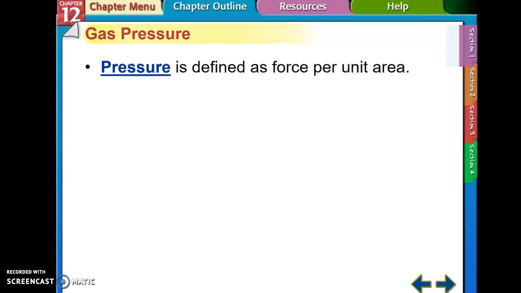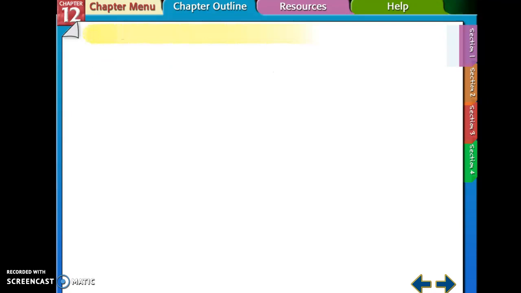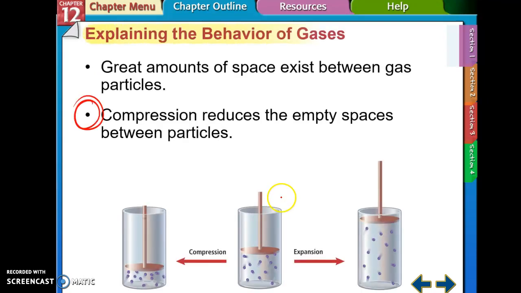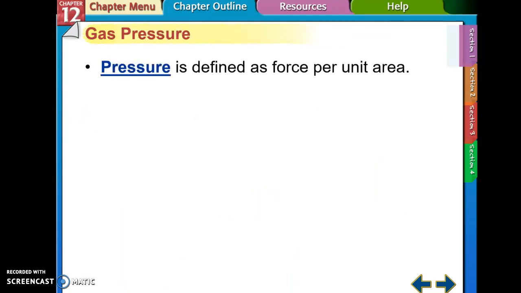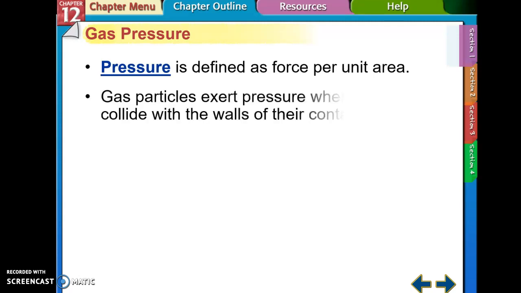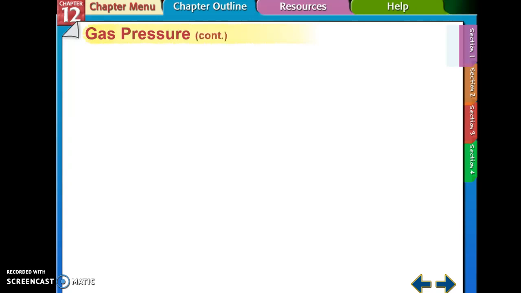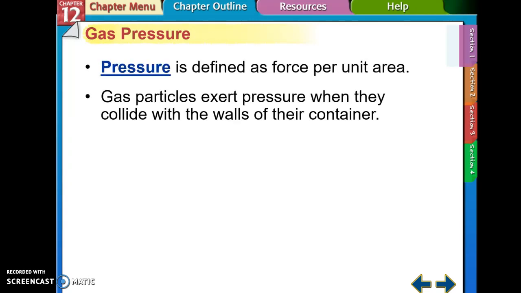So when we're talking about compressing a gas, if you go back to this visual right here, if this is where I'm starting, if I compress that gas and move towards the left, I am going to make the space between the particles much smaller. That's going to increase the pressure. There's more force per unit area because the area has gone down. So gas particles exert pressure when they collide with the walls of their container. And if you compress something, then it's going to end up exerting more pressure on the walls of the container because there's more gas particles in that smaller space.